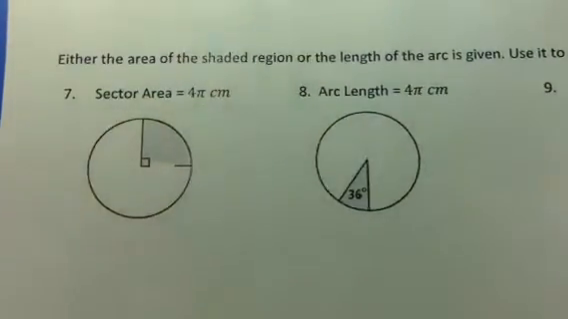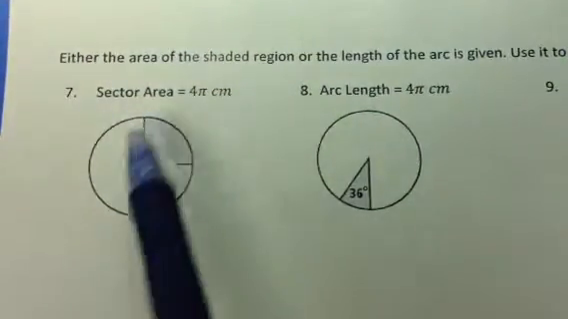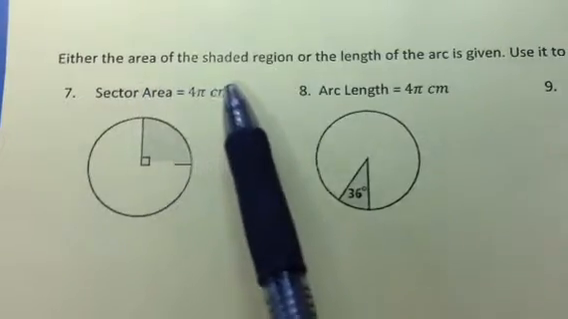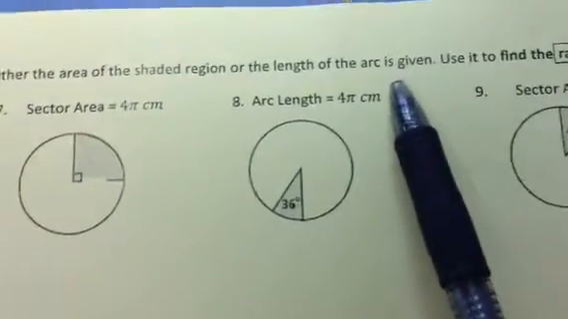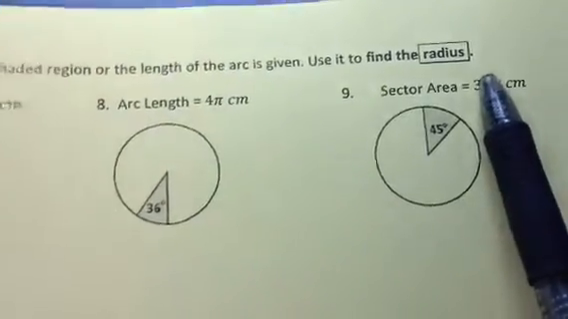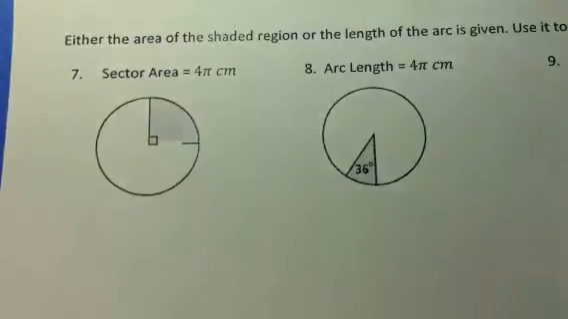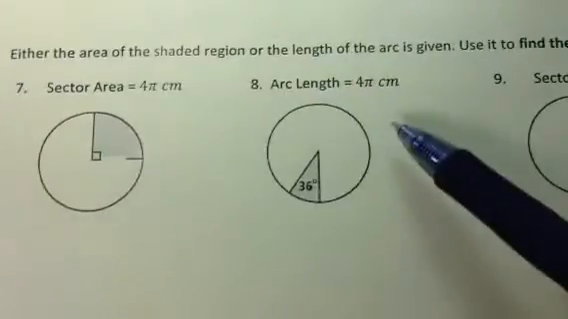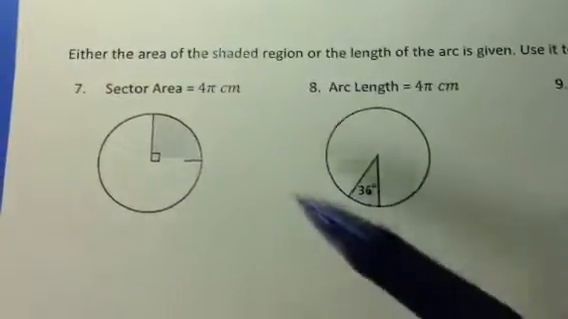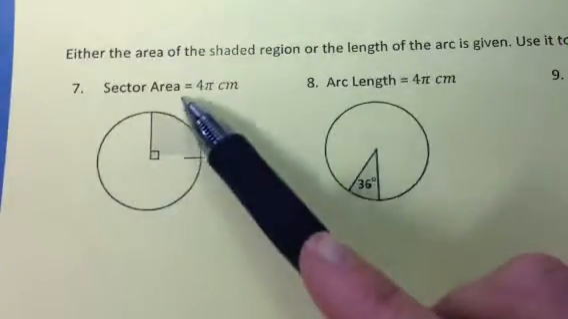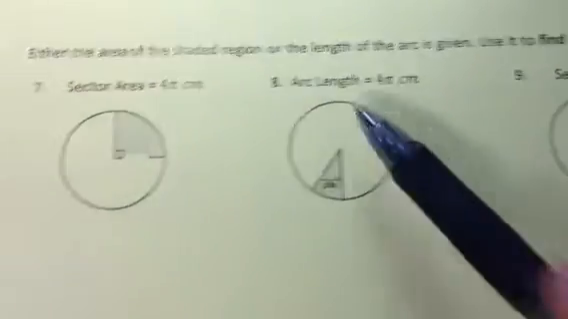All right, questions 7 through 9, you are given either the area of the shaded region or the length of the arc. You're going to use it to find the radius. So when we do these problems, we want to be careful that we can't go straight from sector area or arc length to find radius, but we need the corresponding whole circle measure. So either the whole area or the whole circumference.